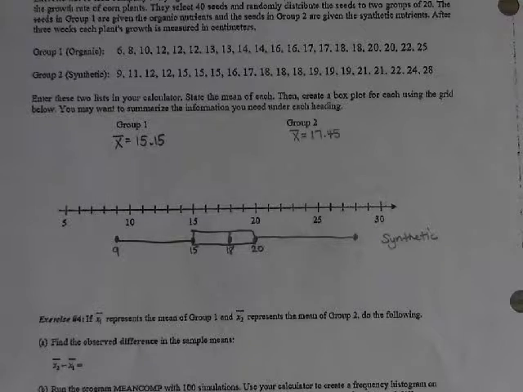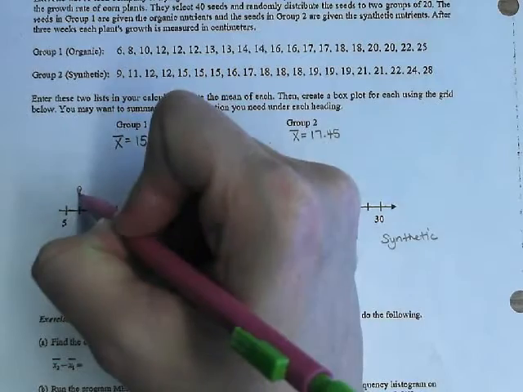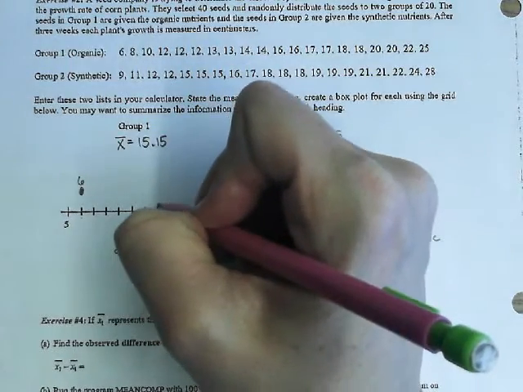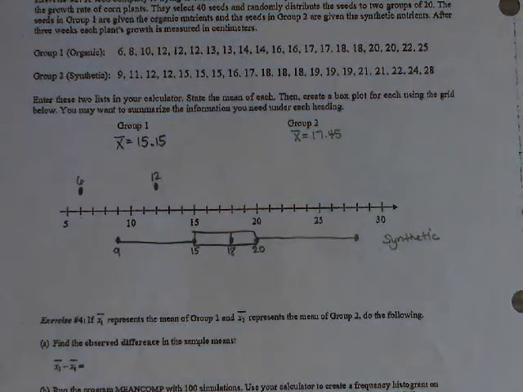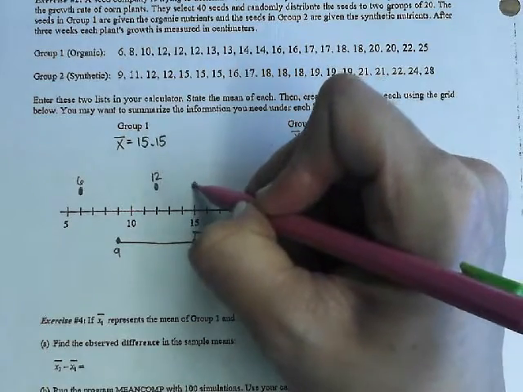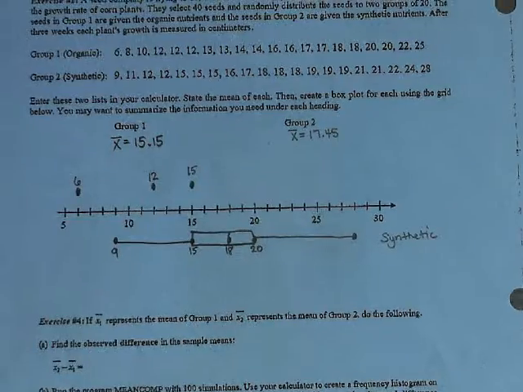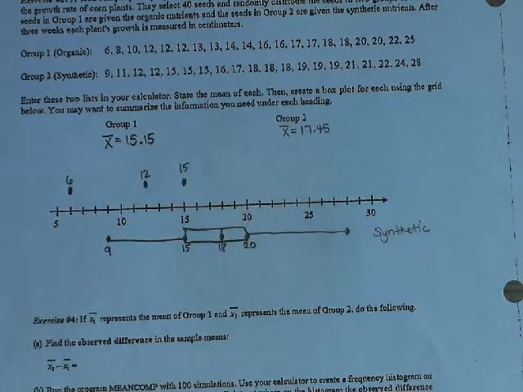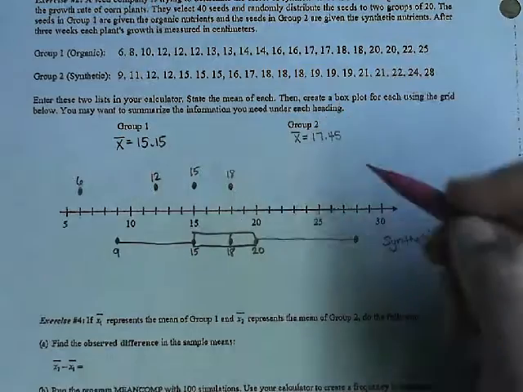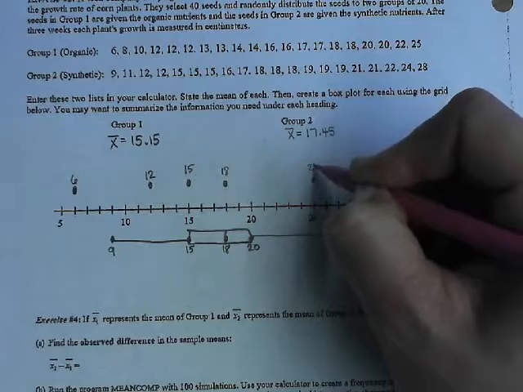6. What was the next number, Morgan? No. 12. 25 was the max, right? So 6, 12. The next number, Margaret? 15. That's your median, your middle. The next number, Alexis? 18, and someone already gave us the maximum of 25. So these are the organic nutrients.